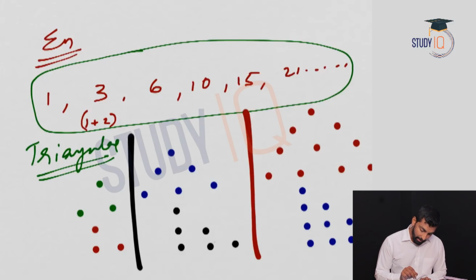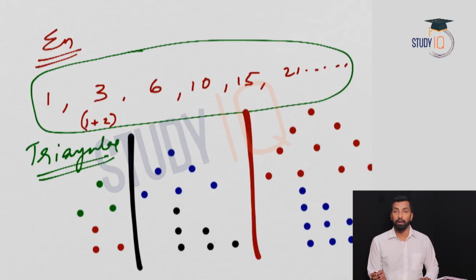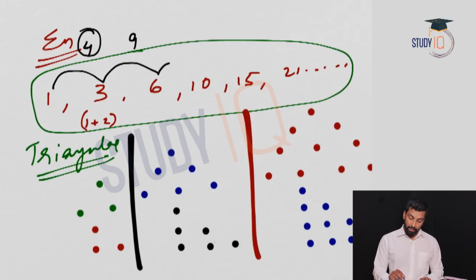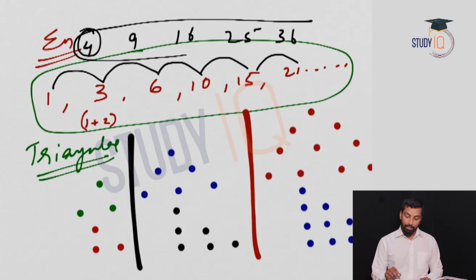Now, one of the interesting specialities of triangular numbers: let's take two triangular numbers, 1 and 3. You add this, you get 4, which is a square number. Similarly, 3 and 6 if you take, you add, you get 9. So two consecutive triangular numbers if you add, you get square numbers, right? 10, 15, you get 25. 15, 21, you get 36. All these are square numbers.